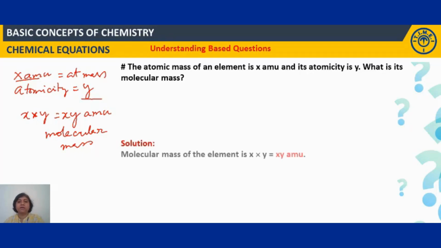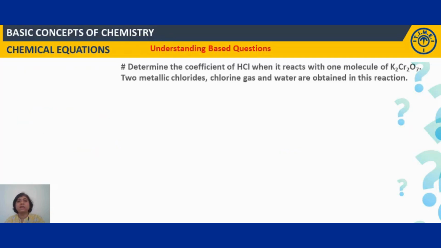Solution: the molecular mass of the element is X into Y, which is equal to XY AMU. Fine. So let's move on to the next question. The next question is: determine the coefficient of HCl when it reacts with one molecule of K2Cr2O7.